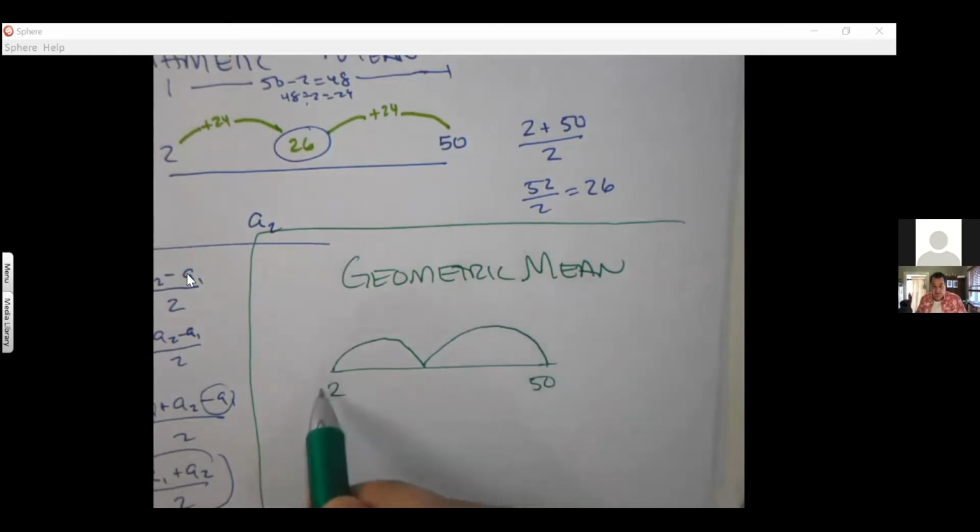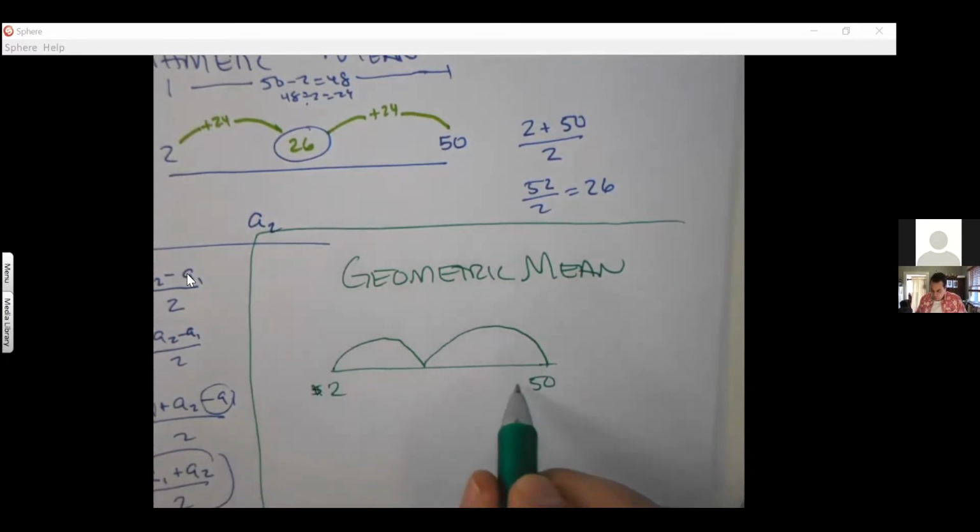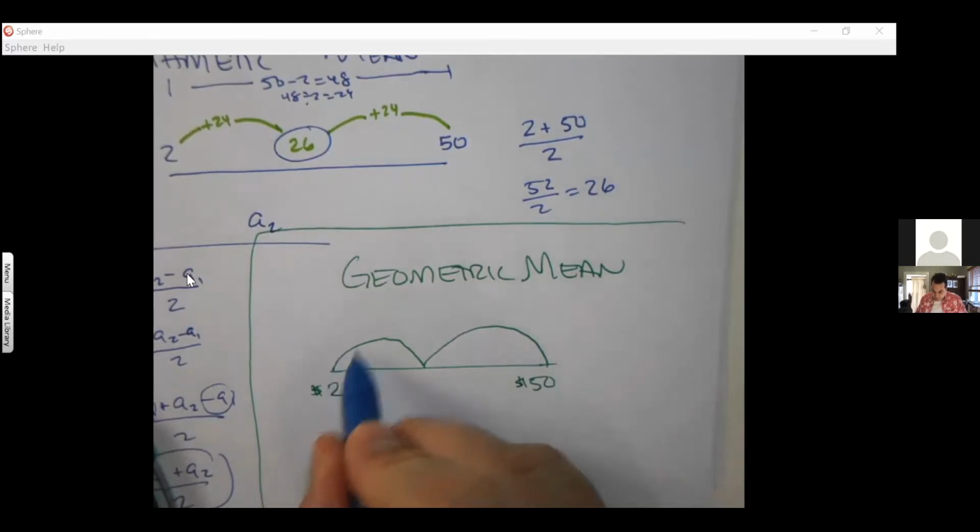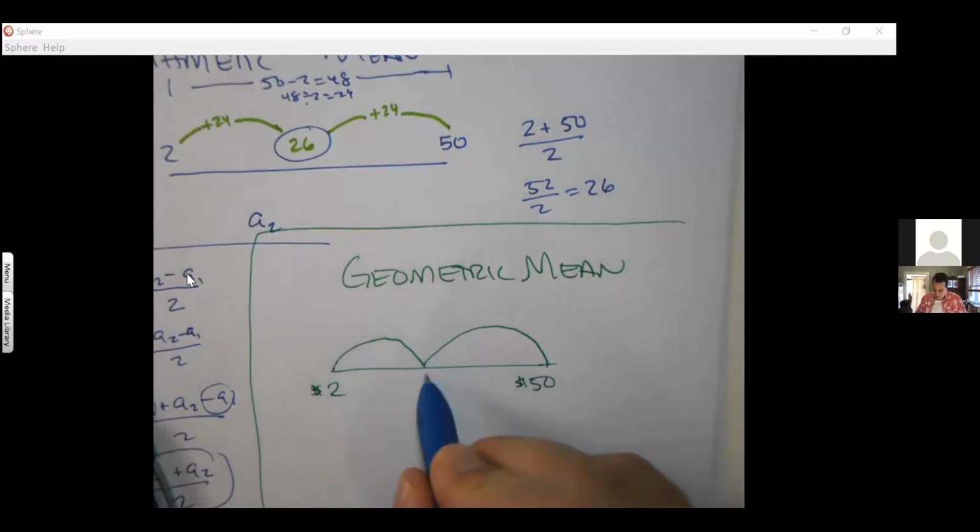So think about investing $2 in a stock and you want to get $50 and you want to find out when you're halfway there. Well, it's not going to be at $26. Instead, you're going to find that there's some multiple. You multiply your number 2 by some amount of earnings, and then you'll reach a middle point. And then when you multiply that by the same amount of earnings, that would get you up there.